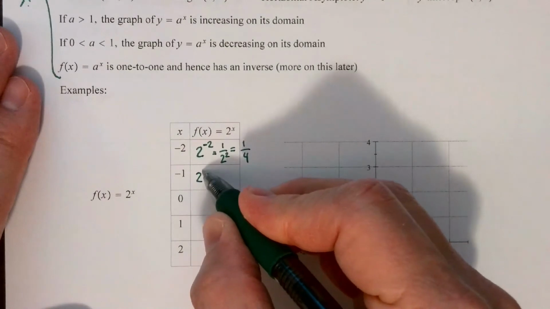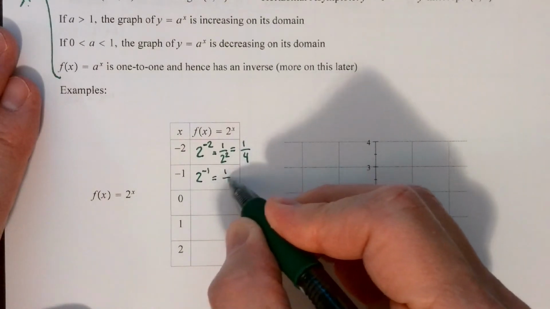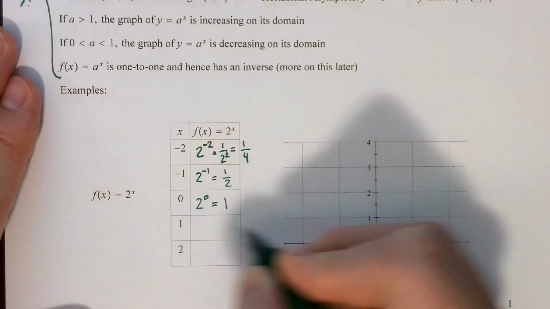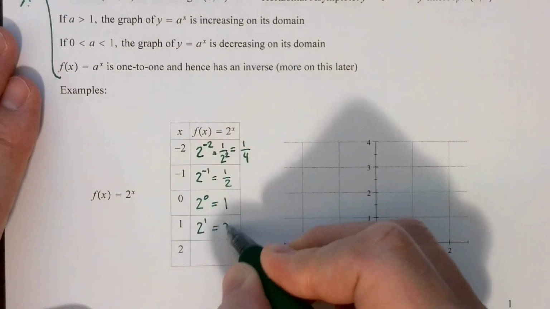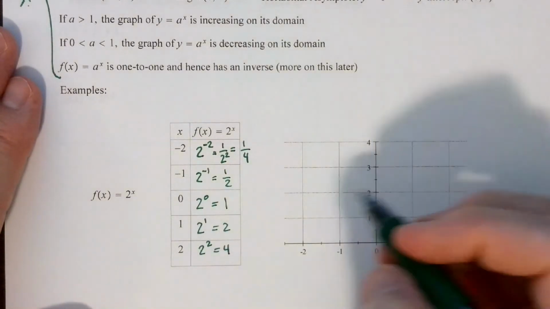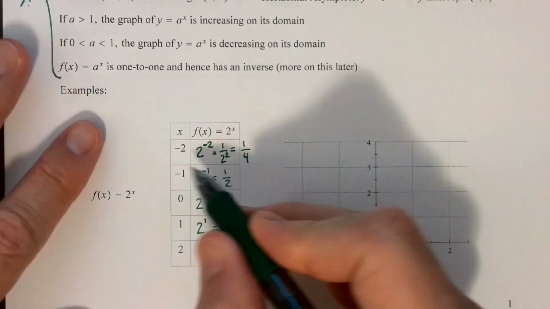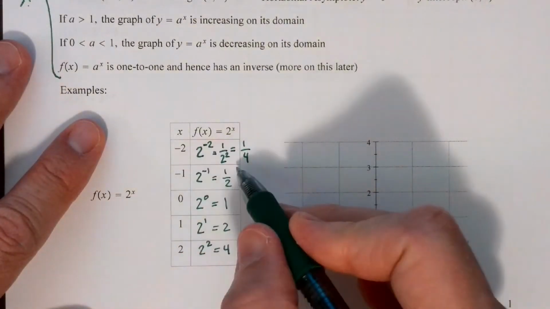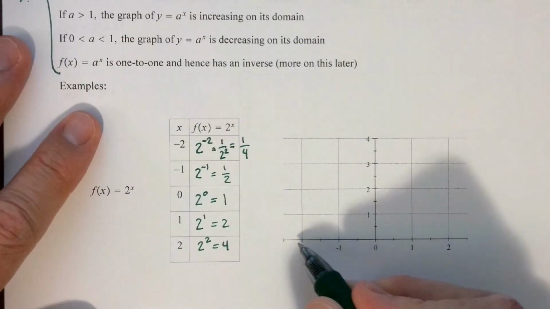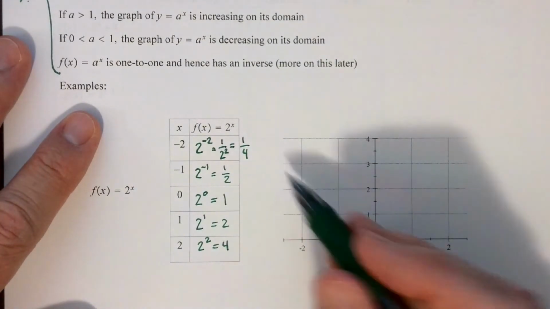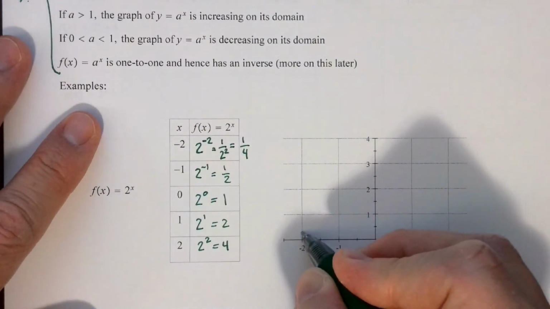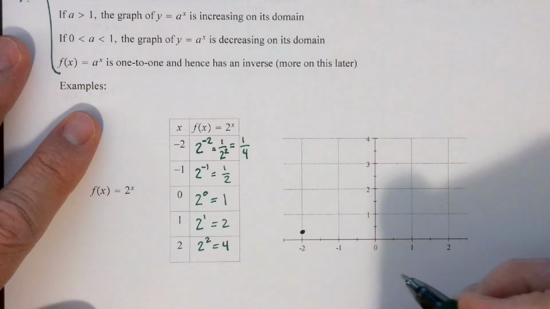2 to the negative 1 is what? 1/2. 2 to the 0 power is 1. 2 to the first power is 2. 2 squared is 4. And so here we have, right, input negative 2, output 1/4. So inputs go along the horizontal axis when x is negative 2. The output y is 1/4. So this is 1, this is 1/2, here's 1/4.